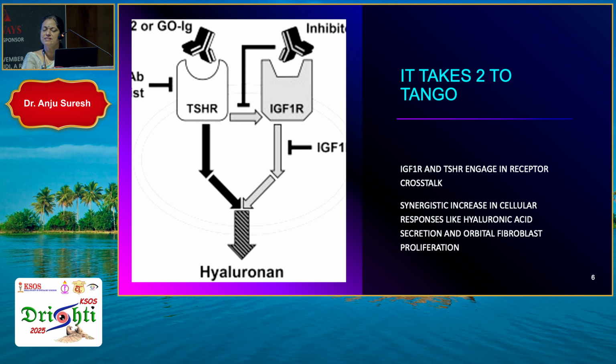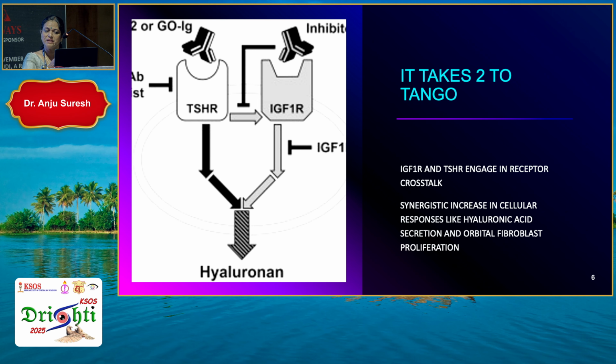So why was the IGF-1 receptor considered in thyroid eye disease? Clinical molecular studies have shown that the IGF-1 receptor and the TSH receptor exist as a physical and functional complex on the cell membrane. They act together, and this is called receptor crosstalk. This means that if the IGF-1 receptor is stimulated, the TSH receptor also gets stimulated, and vice versa. If we inhibit the IGF-1 receptor, that also inhibits the TSH receptor.